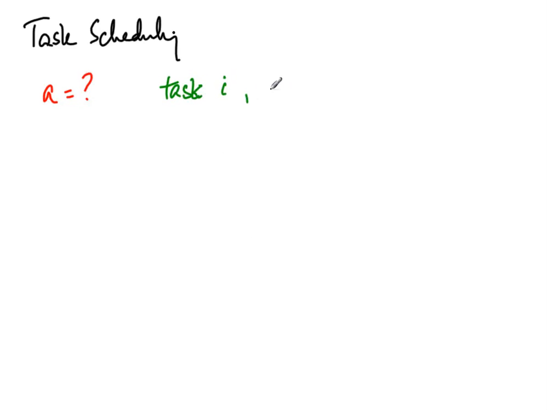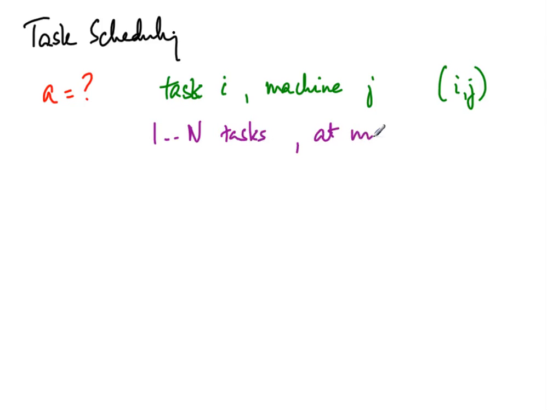What about the task scheduling problem? So here, what is A? If I have task i assigned to machine j, I can think about it as a pair i comma j. So i comma j means task i is assigned to machine j. Now we know that there are 1 to n tasks, and at most 1 to n machines. And what we want to do is, of course, process the tasks assuming that they are in starting order.